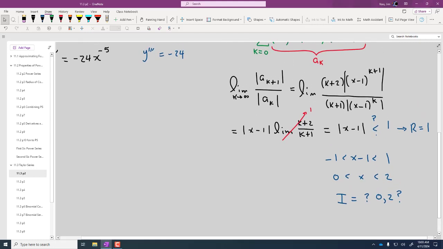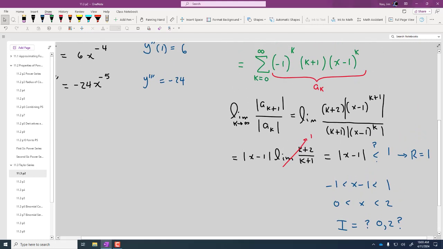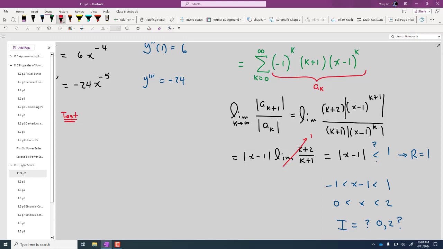So now we have to test. So we've got the 0 and the 2. We need to come over here and test. So we're going to test the endpoints. So x equals 0. So we're just going to the series and we're plugging in x equals 0 right there. Doesn't matter where the series starts. You don't even need to put an index if you don't want to. We have an infinite series. Doesn't matter where it starts.